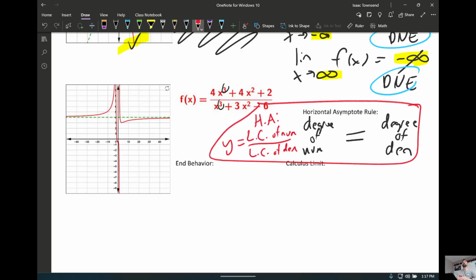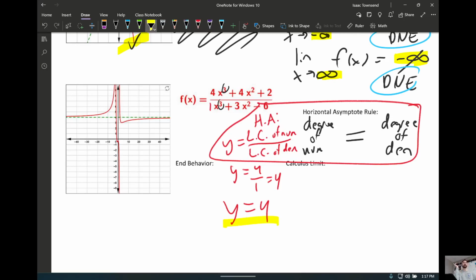No? Okay. So coefficient's just a fancy word for the number that's being multiplied. And leading coefficient means the number that's being multiplied by the x with the biggest exponent. So like the coefficient of x squared is 4, the coefficient of x squared is 3, but the leading coefficient in the numerator is 4, because it's being multiplied by the x with the biggest exponent. And the leading coefficient of the denominator is 1. So this guy has a horizontal asymptote at y equals 4.